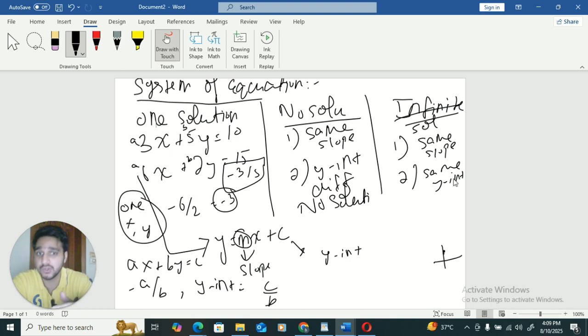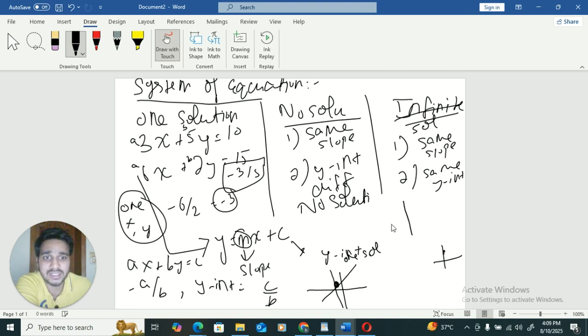If we had the same slope and different y-intercept, we have no solution. And if we have different slope, we have one solution. Now let me explain in the graphical condition. This is the graph of one solution. So for instance, this is this one and this is this one. Here you get one solution, or one intersecting point, you can say.